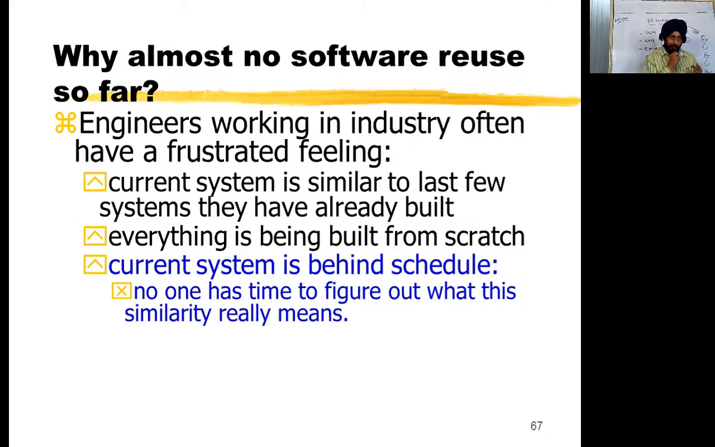So what happened earlier, engineers were working, and industry often had a frustrated feeling and they were not ready to share the things which they developed with other partners, another company or other team members. So that was the main reason. But now the system has changed. Now the current system is similar to the last few systems they have already built. So everything is built from scratch, and the current system is behind schedule.